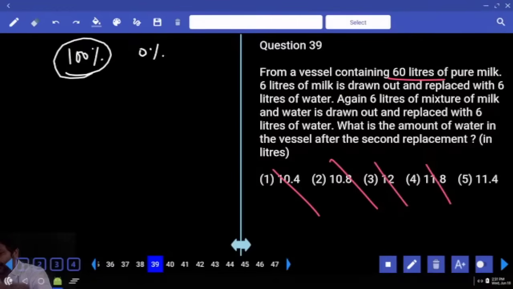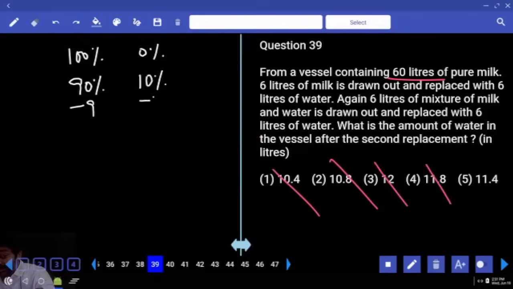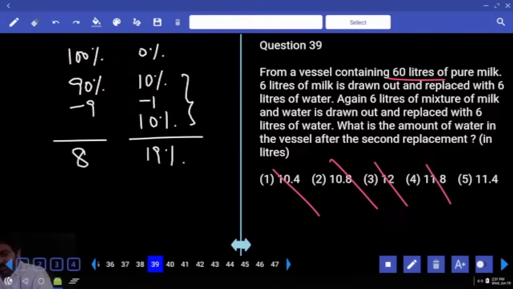10% is taken out, so only milk goes out. Milk will be 90%. Same we are adding. Now again from this 10% is taken out. In that we have milk and water both. So 10% of milk, 10% of water goes out and 10% milk is added. Finally we will have 19%, here 81%.